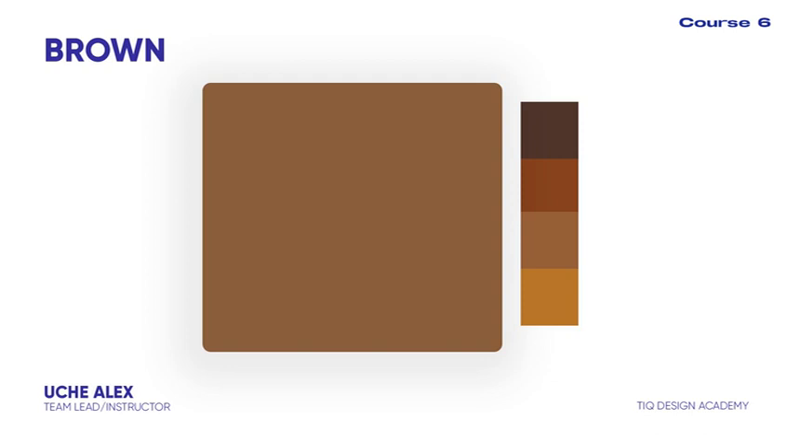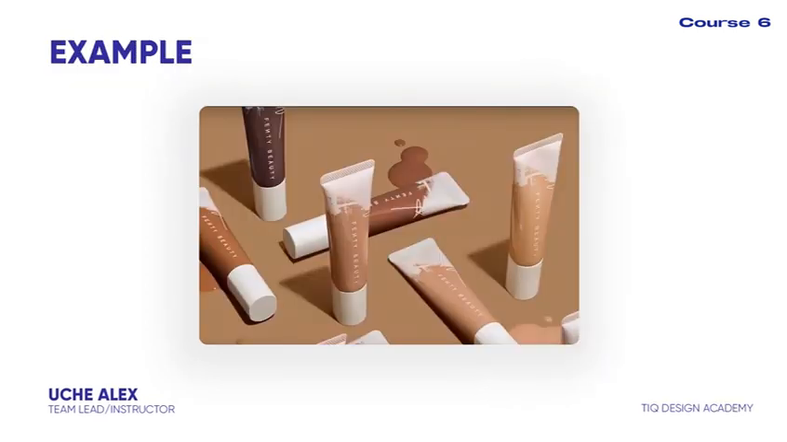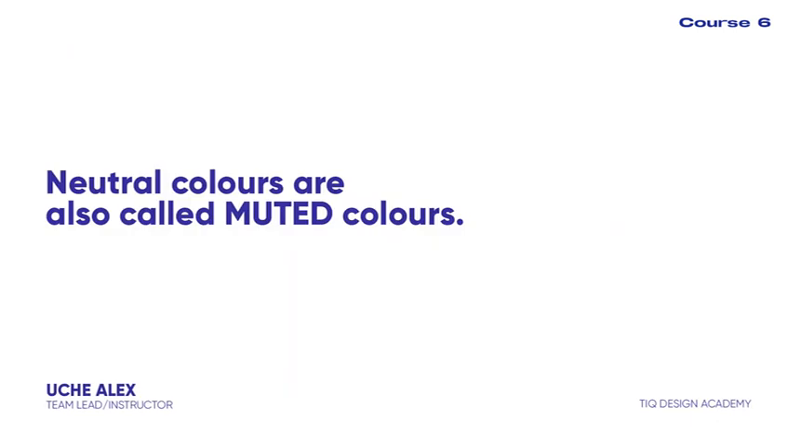It's considered simple, inexpensive, natural, stabilizing, approachable, warm, strong, healing, and grounding. It reminds people of home and honesty. Here in this example, you can see how different shades of brown are being used in this beauty product. So neutral colors are also called muted colors.